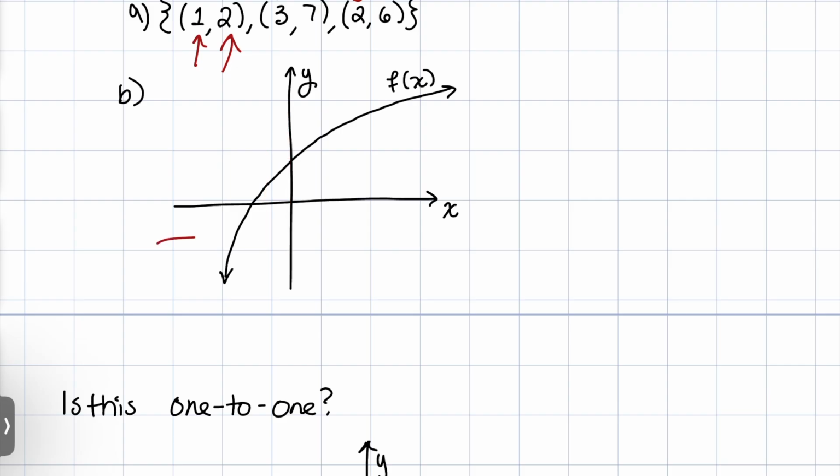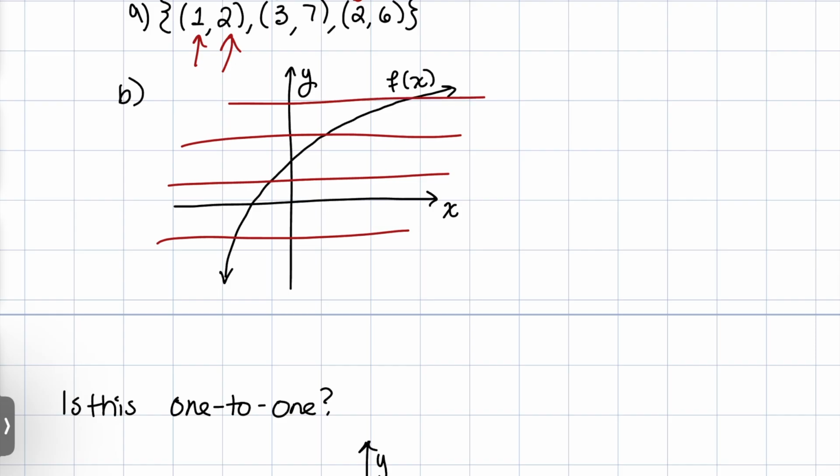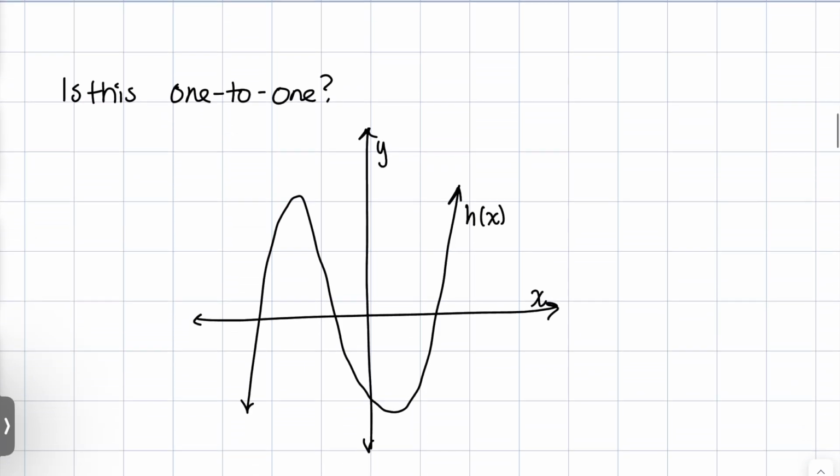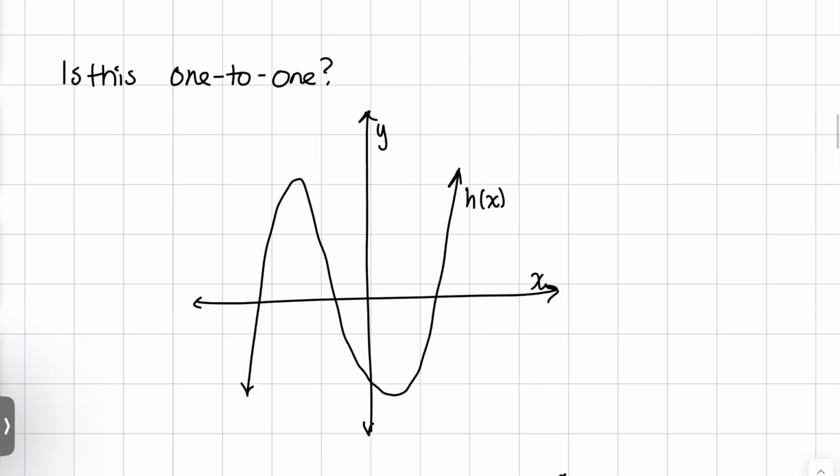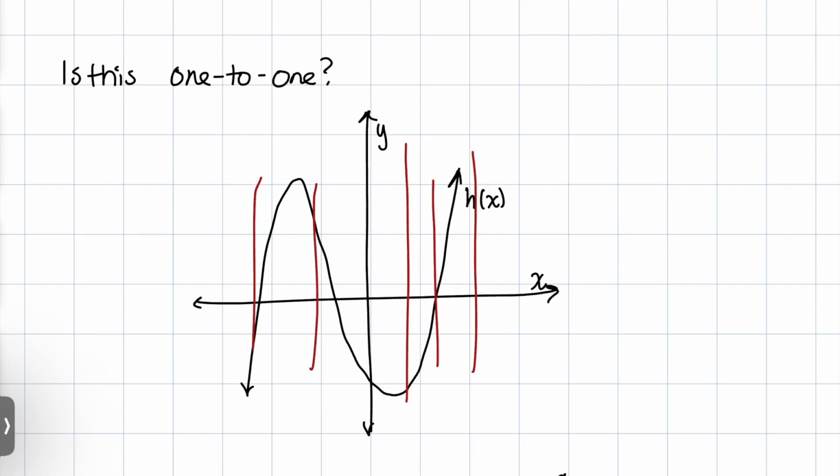My next step, I want to see if it passes my horizontal line test, which it does. So this is also going to be a function. All right, let's answer this question. Is this one-to-one? So remember, we need to first test, does it pass the vertical line test? Yes, it does. Does it pass the horizontal line test? No, it does not. It hits the function 3 times. So we have to be careful about that. So this is not 1-to-1.